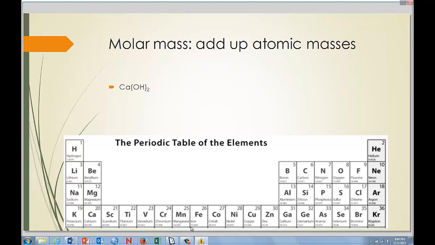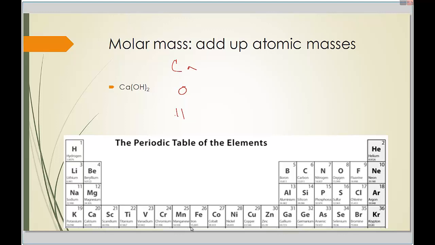We have calcium, oxygen, and hydrogen. We have 1 calcium. Now this 2 on the outside gets dispersed, so that means we have 2 oxygens and 2 hydrogens here. Calcium is here, and it is 40.1. So 1 times 40.1 is equal to 40.1. Oxygen is here, 16.0. So 2 times 16.0 is 32.0.